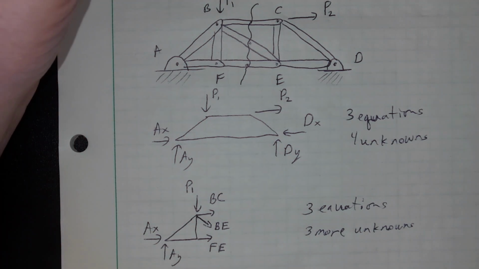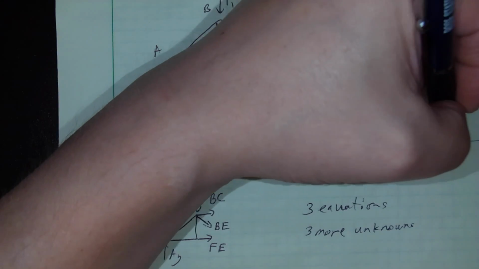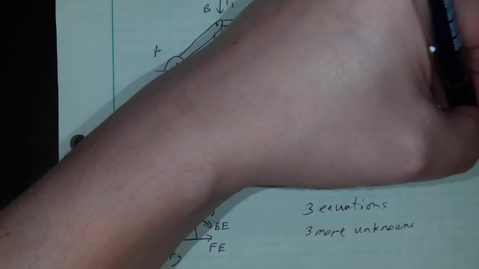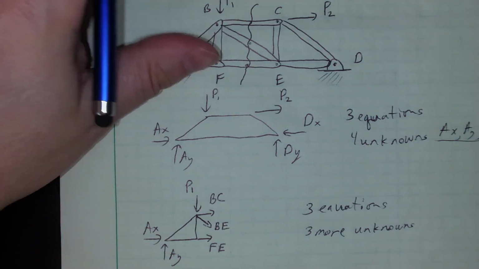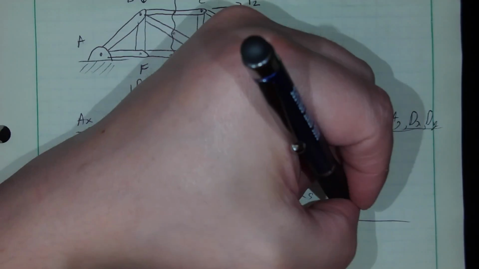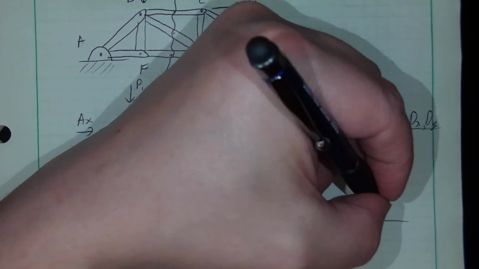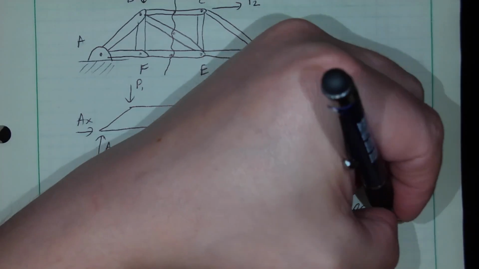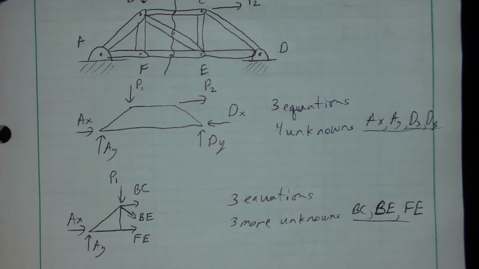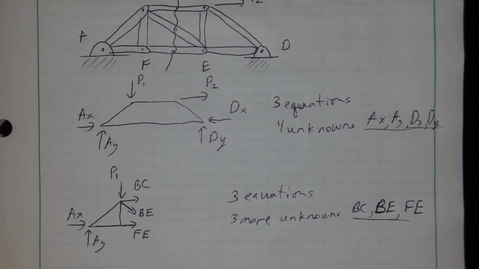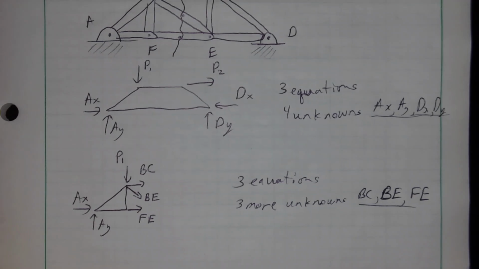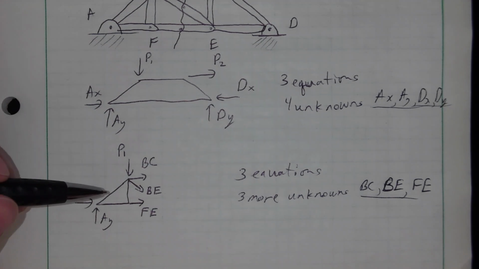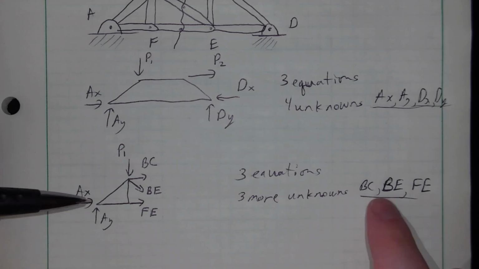I've added 3 more unknowns because up here I already had AX, AY, DX, and DY. I've already identified those as unknowns. Now I've identified 3 more unknowns: BC, BE, and FE. So I'm now at 6 equations with 7 unknowns. And yes, AX and AY are still unknown, but they're not new unknowns.